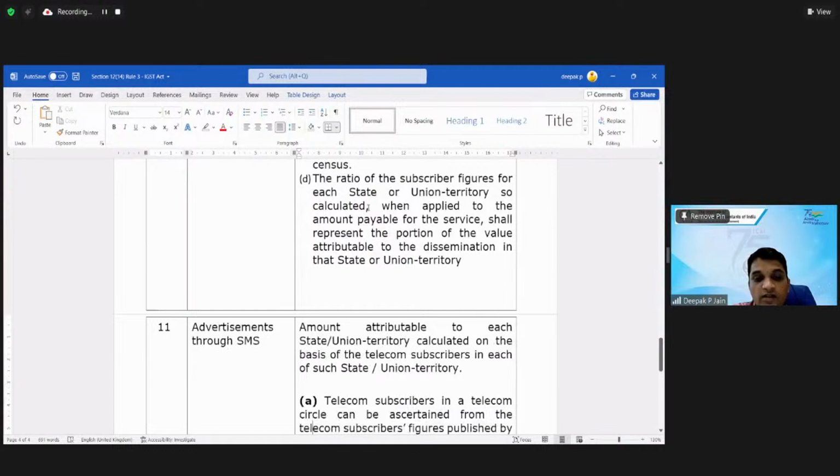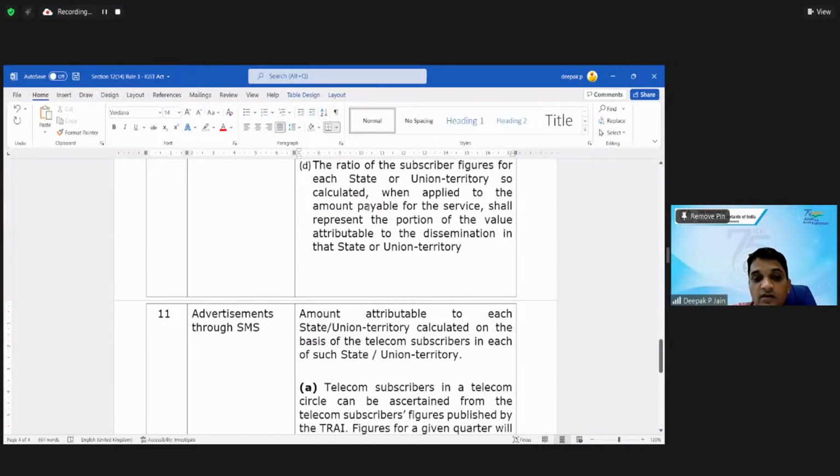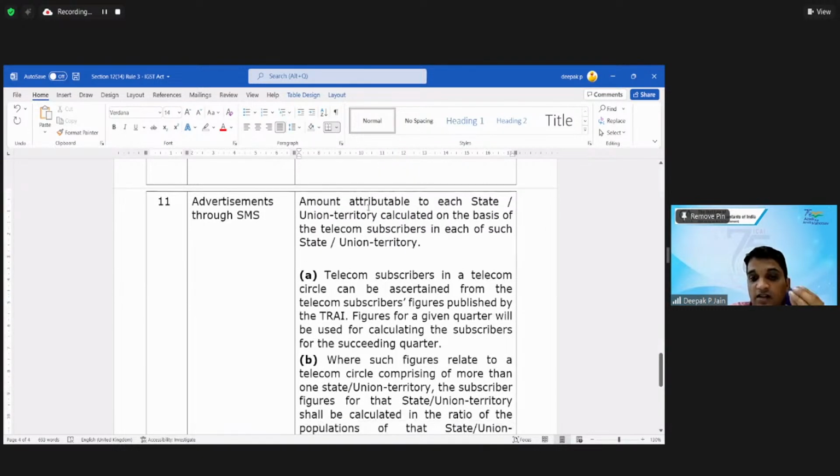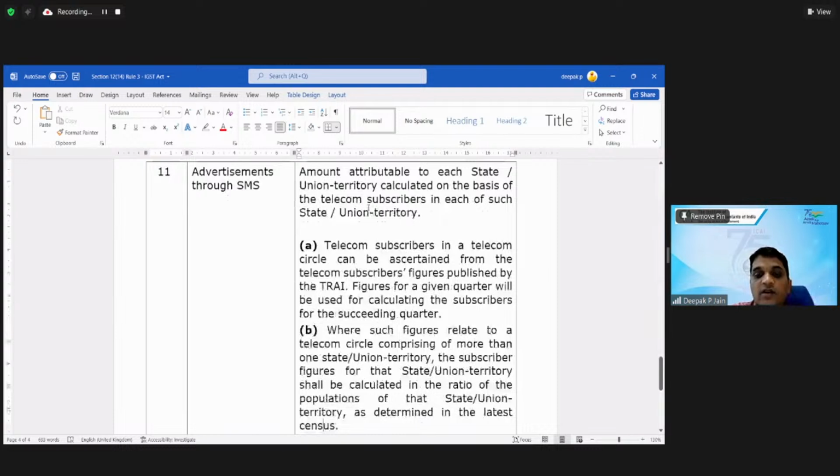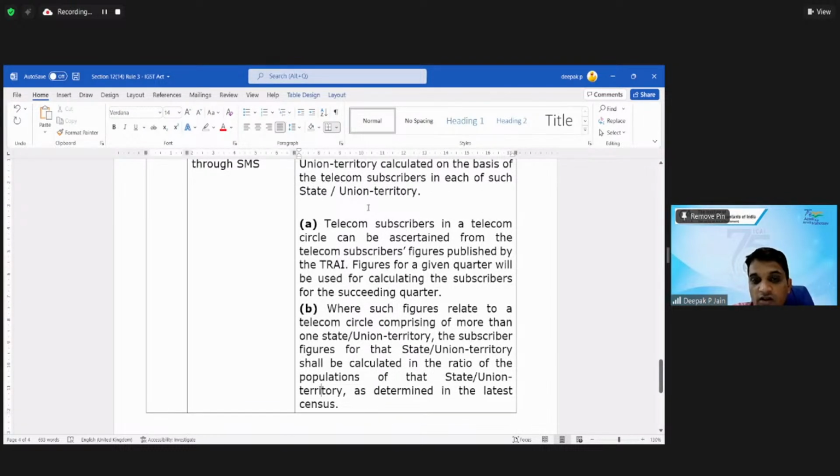Now the last point is advertisement through SMS. The amount attributable to each state or union territory is again on the basis of telecom subscribers. So how many telecommunication subscribers are there? Figures from the last quarter. Here the last quarter is not there. The third criterion is there, from the population. Okay. So this is the basis for calculating the ratios for advertisement by the government.